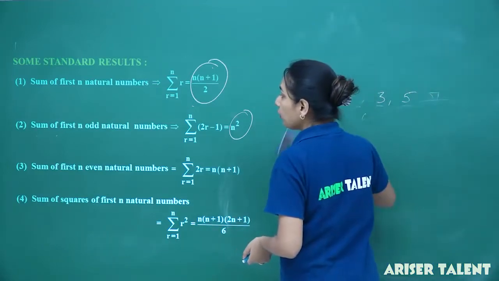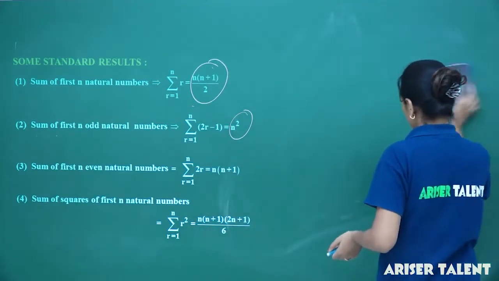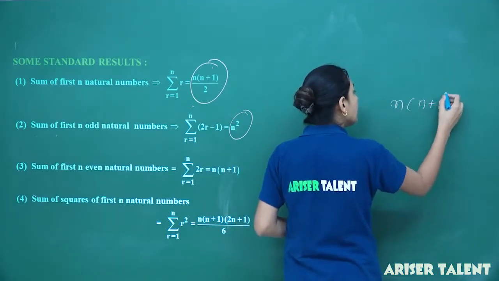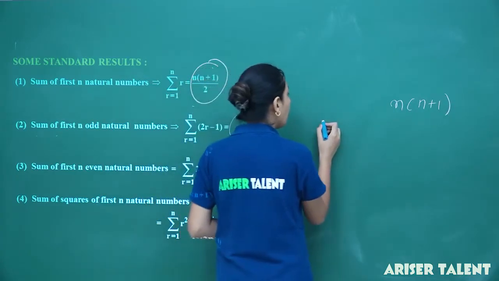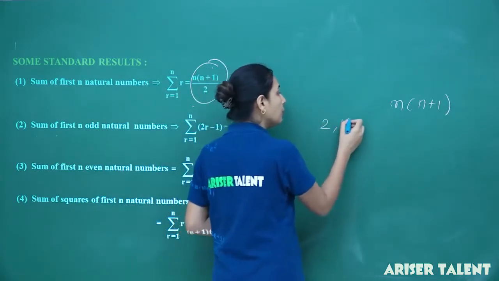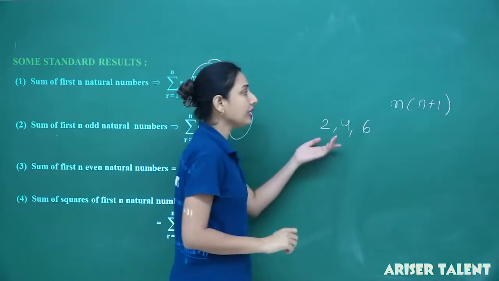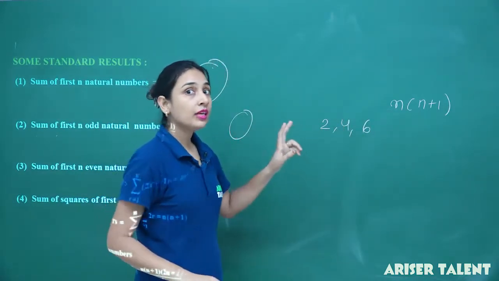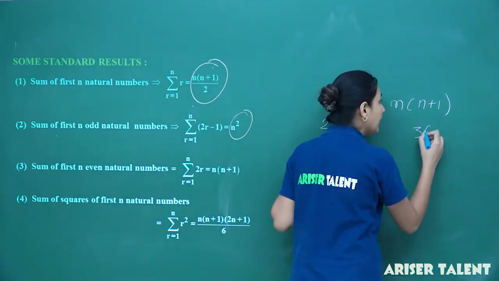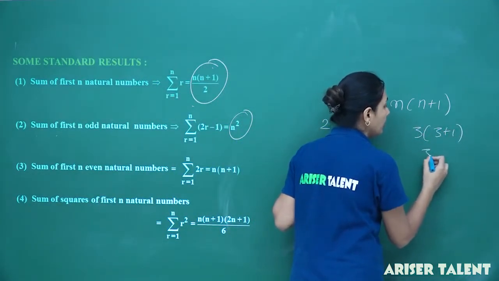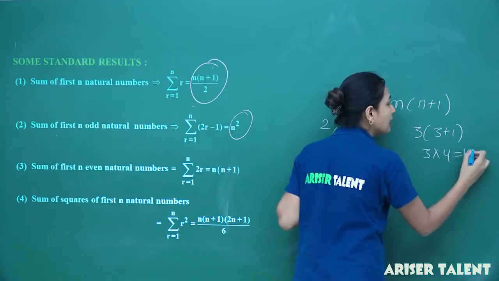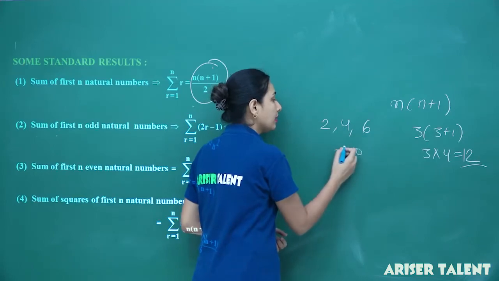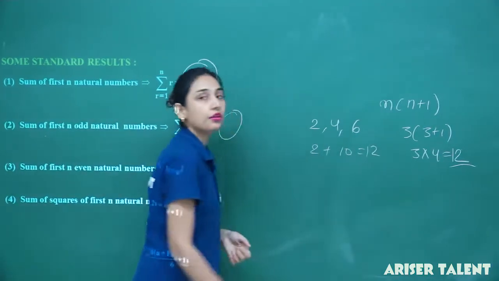Right. Now the sum of the first n even natural numbers will be n(n+1). Even natural numbers will be what? 2 is even, 4 is even, 6 is even. I am taking these 3. Now if I take these 3 even numbers, then with n equals 3 it will be n(n+1). Okay. So that should be equal to 12. Now add them. This is 10 plus 2, 12.